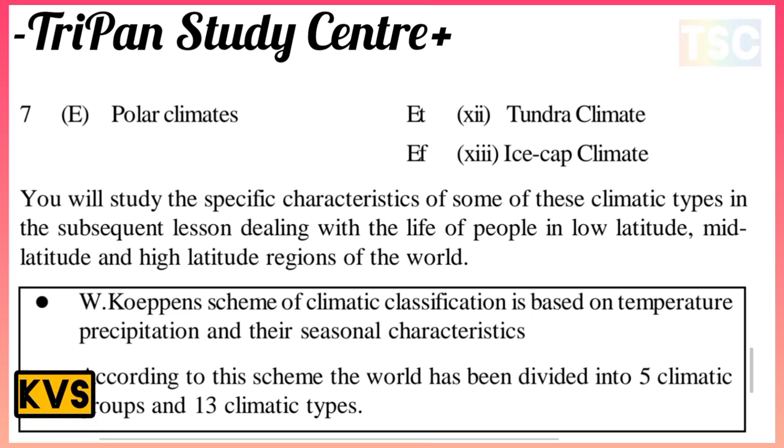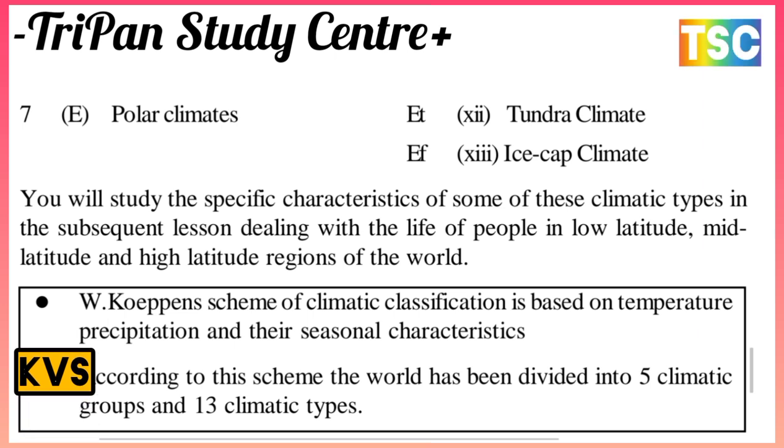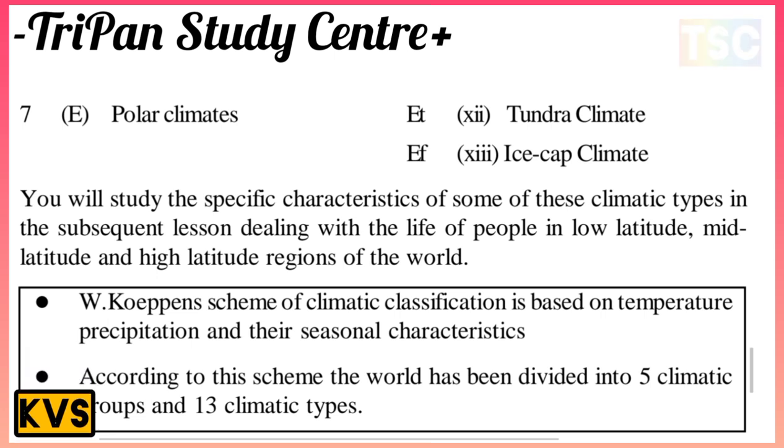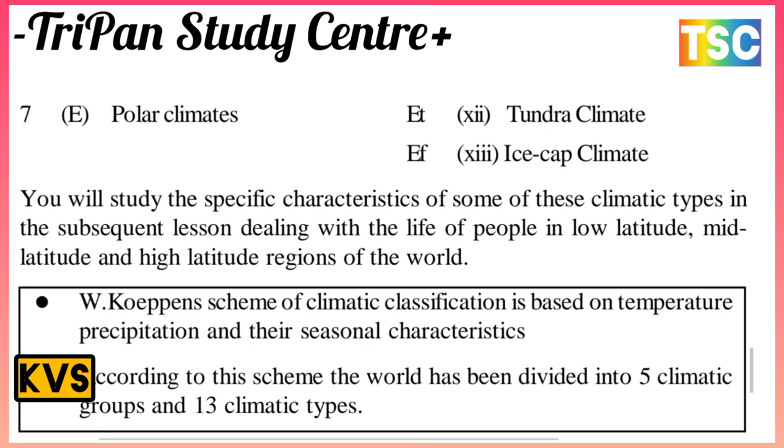You will study the specific character of some of these climate types in the sequential lessons dealing with the life of people in low altitude, mid altitude, and high altitude regions of the world. The main important point here is that the Köppen scheme of climatic classification is based on temperature, precipitation, and seasonal characteristics. According to this scheme, the world has been divided into 5 climatic groups and 30 climate types. That is the most important.